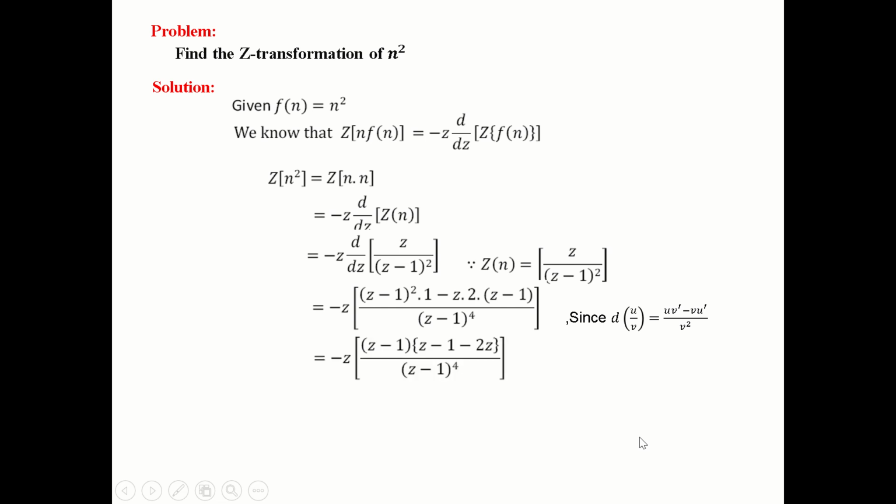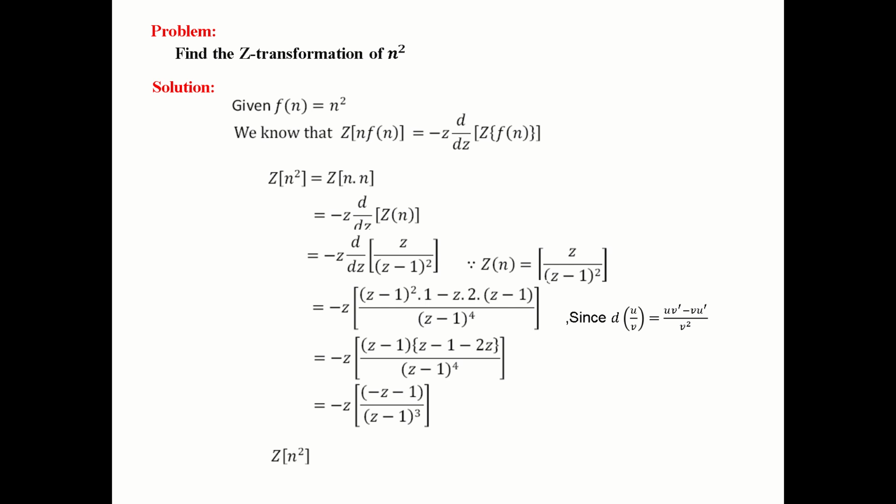So that is equal to minus, z minus 1 common in the numerator. Take it outside. So the first term: z minus 1, the balance remaining is 1 into z minus 1. In the second term you have minus 2z. So you can cancel z minus 1 with the denominator z minus 1 power 4. You can cancel one z minus 1. So you will get minus z. So z minus 2z minus z, then minus 1, in the numerator, divided by z minus 1 whole cube.